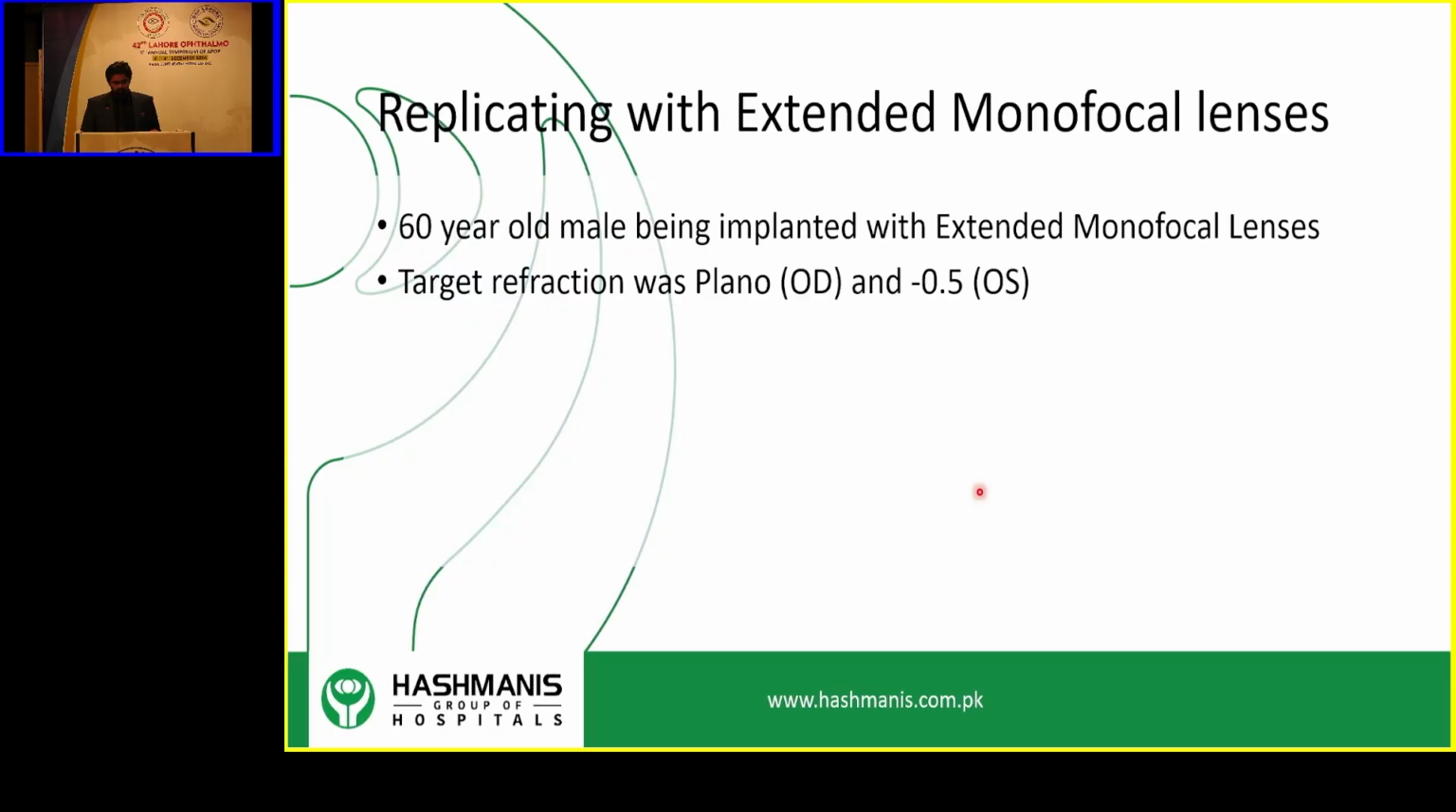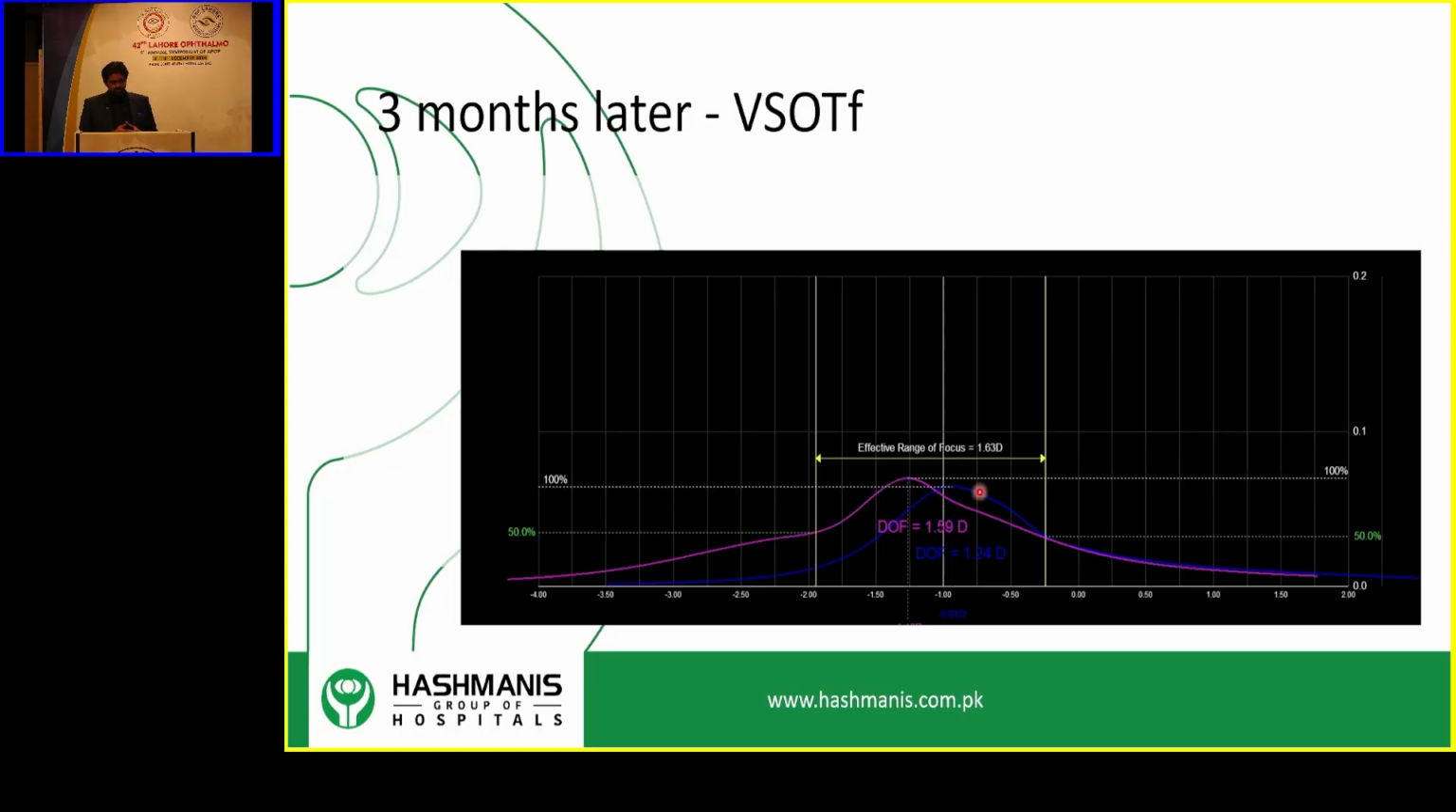Now, we wanted to replicate this with extended monofocal lenses. So we wanted to see how much of a difference we can actually reduce in these cases, because it's claimed that there is a little bit more of a range of vision in extended monofocal lenses. So the next case we did was a 60-year-old with extended monofocal lenses. Target was plano in the right eye and -0.5 in the left eye. So when we image this 3 months later, the VSOTF curve shows you that we could have probably spread this out a little bit more to get a sort of a better visual outcome for the near vision.